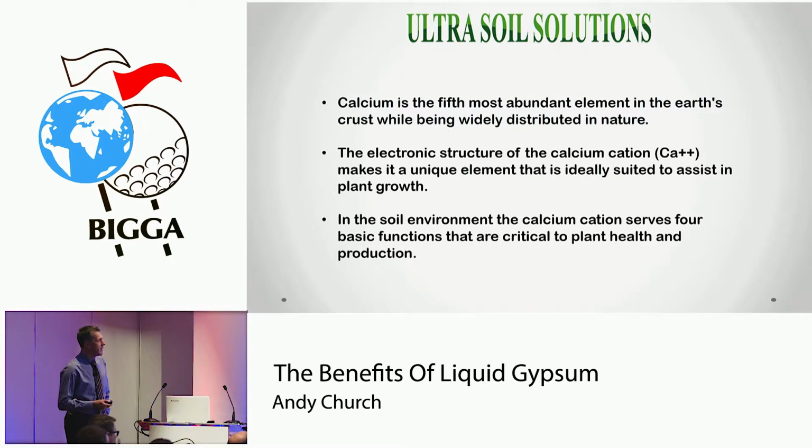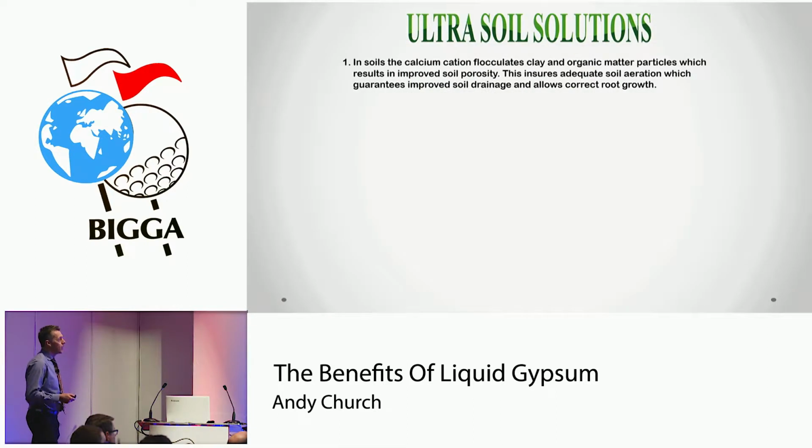In the soil environment, the calcium cation serves 4 basic functions that are critical to plant health and production. In soils, the calcium cation flocculates clay and organic matter particles, which results in improved soil porosity. This ensures adequate soil aeration, which guarantees improved soil drainage and allows correct root growth. Flocculating the soils, taking the fines, binding them together, instead of having lots of fines, bigger particles. The old saying, roots don't grow in the soil, they grow in the spaces in between. So basically flocculating the soil.